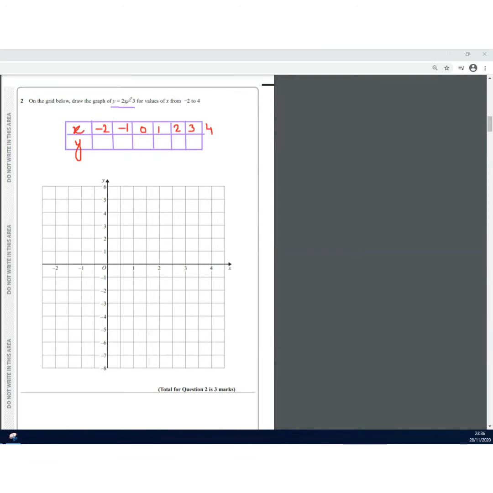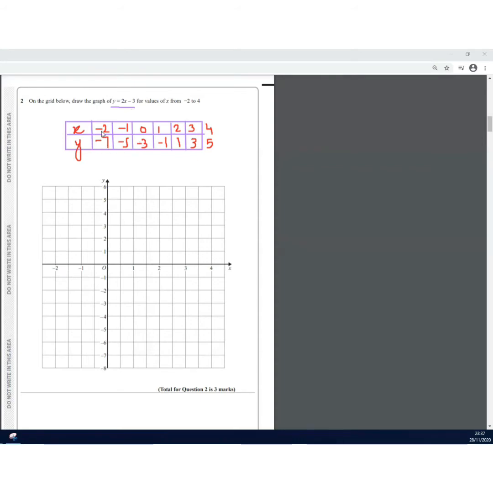When we put x equals -2 in there, that will be 2 times -2, which is -4. Take away 3 is -7. Then 2 times -1 is -2, minus 3 is -5. And you can see the pattern has started to develop. So I will have -3 as the next value, then -1, 1, 3, and 5. Now we can simply plot those points on this graph. So let's plot the points first.